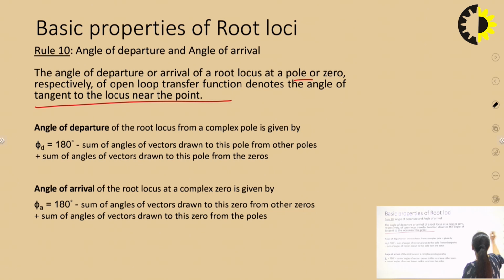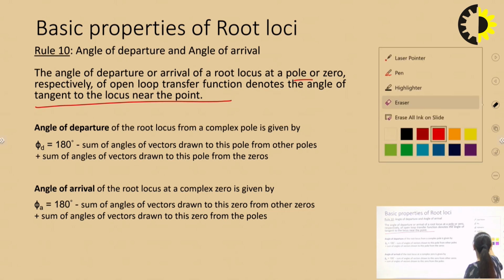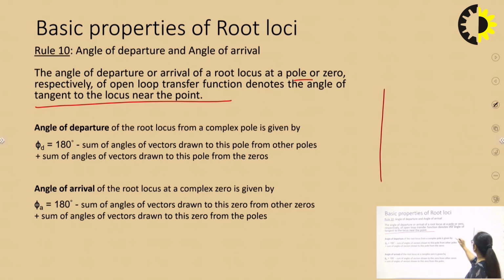Fine. In case of zeros, if you have a zero here and another zero here, it will be the angle of arrival, since the root locus ends at an open loop pole. So there is some pole at infinity from which the root locus is coming and arriving at this pole.